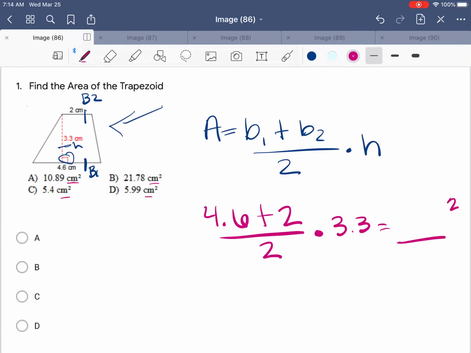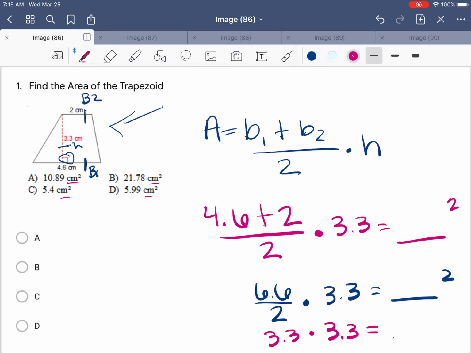So I'll walk you through it a little bit more on this first one. We want to add the 4.6 plus the 2, which ends up being 6.6, divided by 2, and then times the 3.3, equals whatever it is squared. So now we take the 6.6 and divide it by 2, which is 3.3, and I'm going to multiply that by 3.3 to find my answer, which is whatever it is squared.